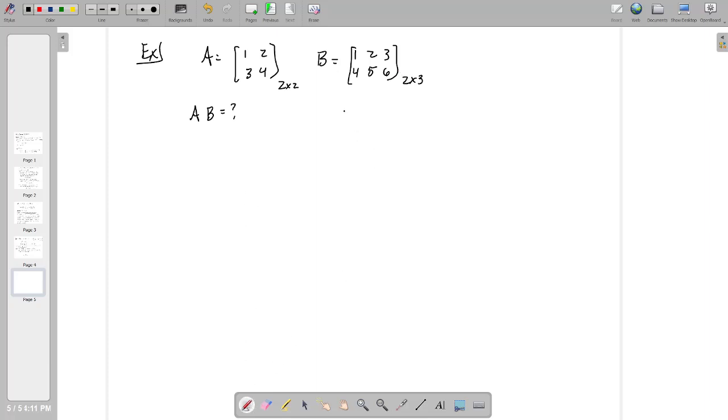Now, can I multiply B times A? This one we cannot do, because B is a 2 by 3 matrix, meaning it has 3 columns, but A only has 2 rows. Because B is first in this multiplication, the number of columns of B must match the number of rows of A, and they don't. So BA doesn't exist, but AB does.